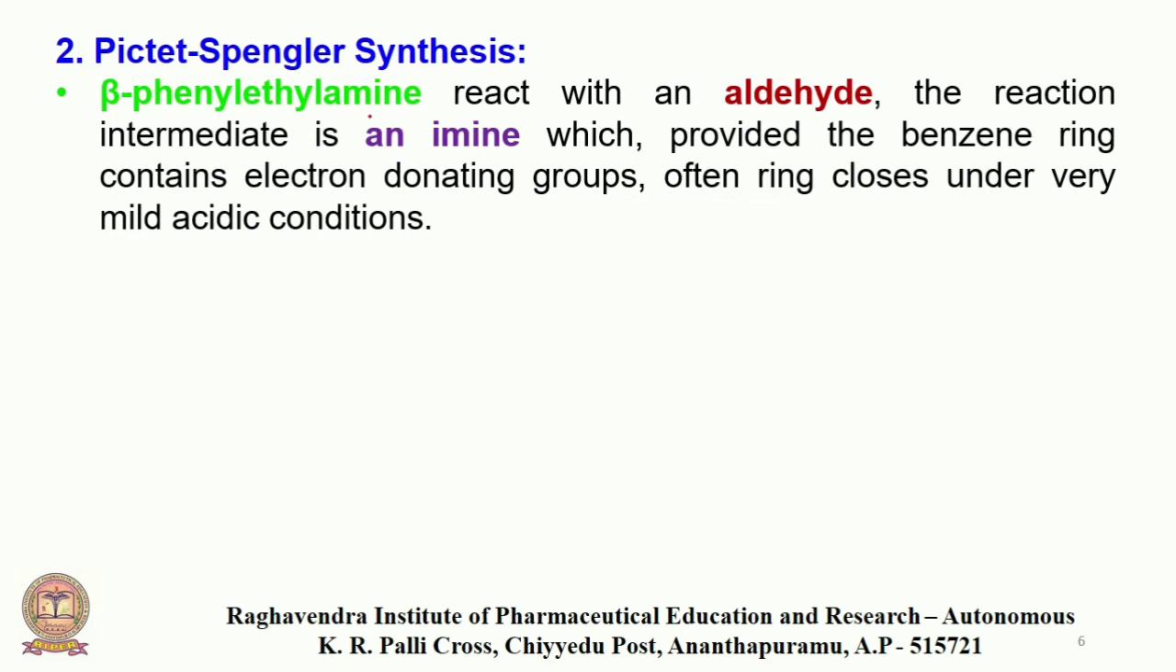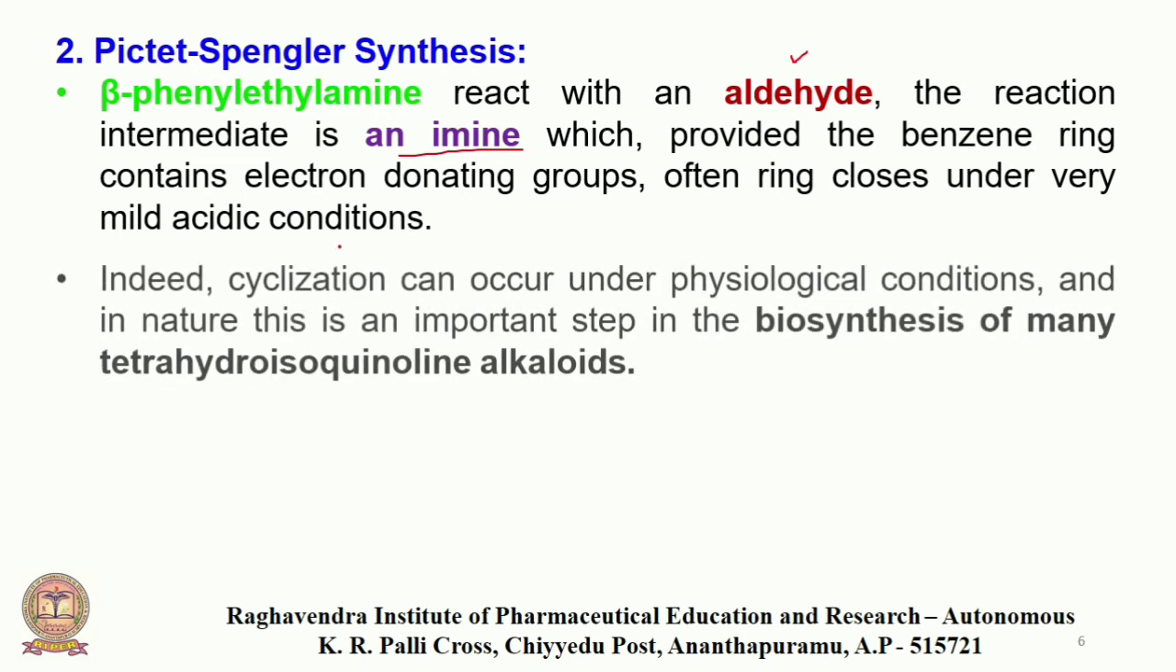Pictet-Spengler synthesis: beta phenylethylamine reacts with an aldehyde. So instead of reacting with the acyl chloride, here we are taking the aldehyde, and it is reacting and giving the intermediate, that is the imine instead of the amide of the previous method. Then this imine undergoes cyclization, and mild conditions are sufficient. There is no requirement of phosphorus pentoxide or phosphorus oxychloride.